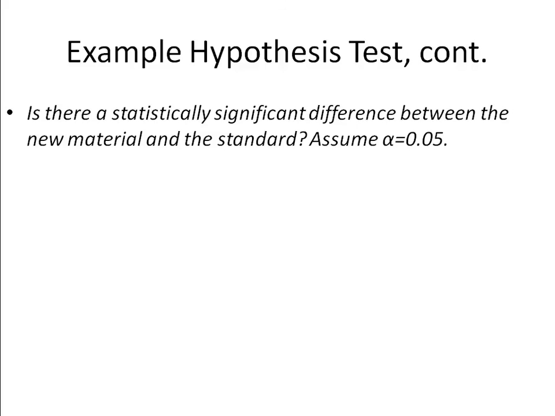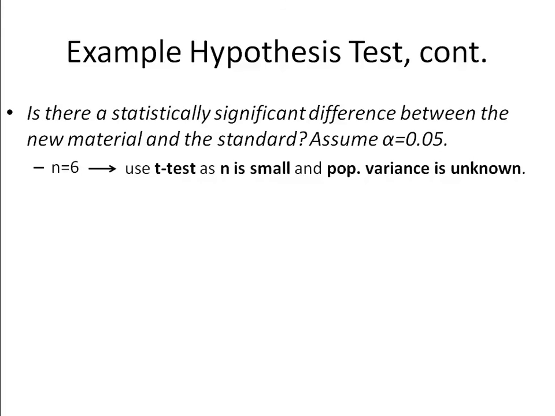So then what we want to know is: is there a statistically significant difference between the new material and the standard, assuming an alpha of 0.05? So what do we know? Our n is 6, from which we should use a t-test for our analysis, as the n is less than 30 and the population variance is unknown.